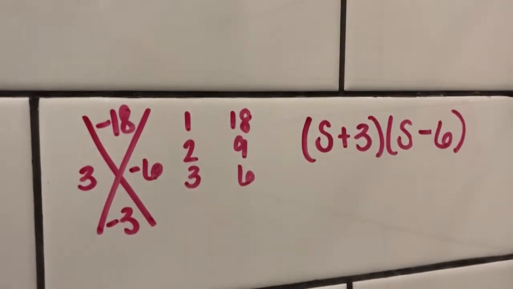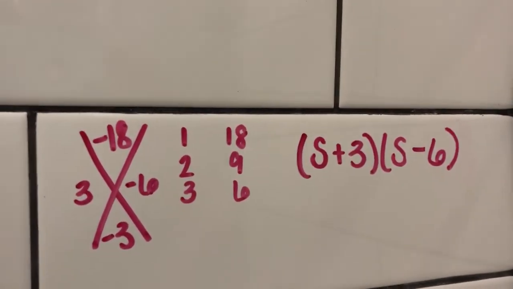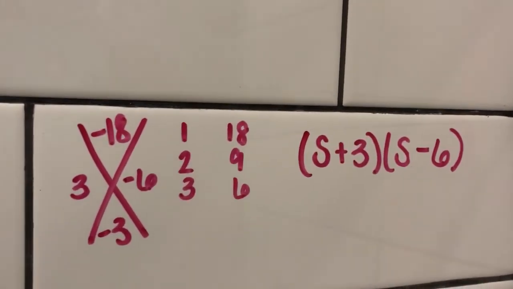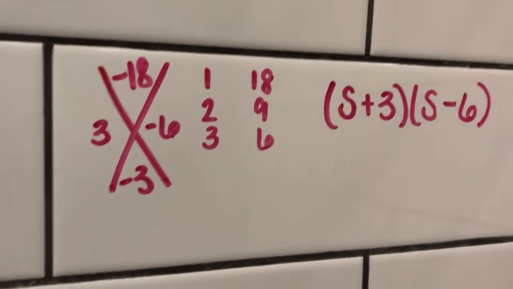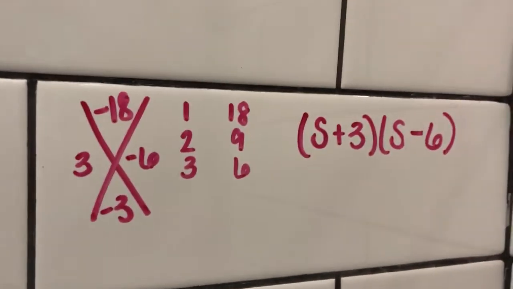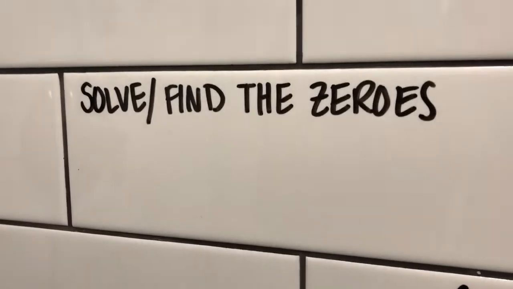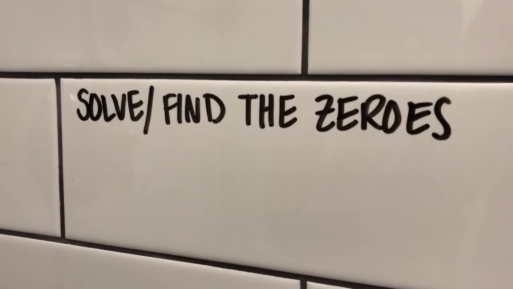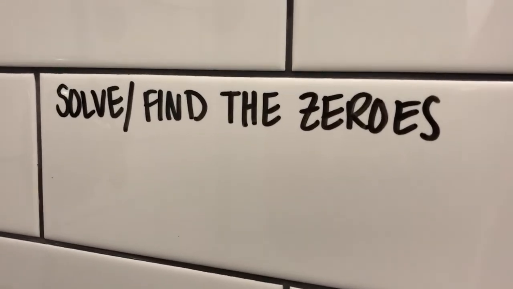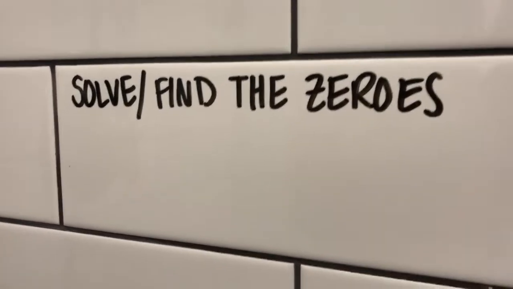And the next thing we need to do is going to build off what we did yesterday, or the last video you watched, I should say, factoring out the GCF. We are going to solve these now. So basically we're going to do what we just did to solve. Sometimes it's called find zeros. We're going to use the zero product property to set them equal to 0 and find out where this graph is going to cross our x-axis.